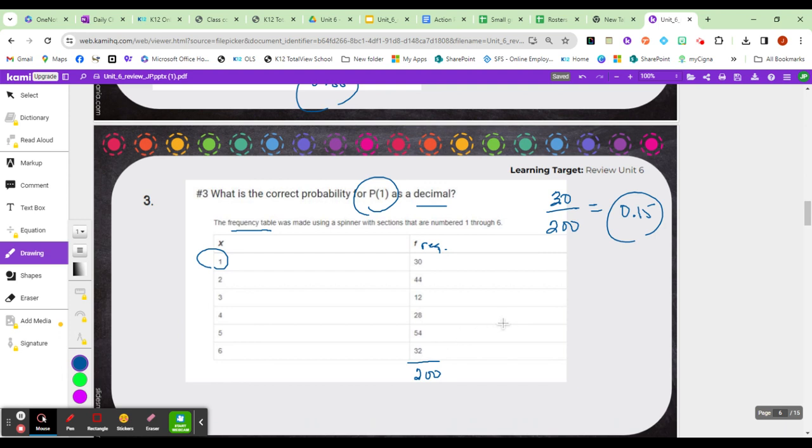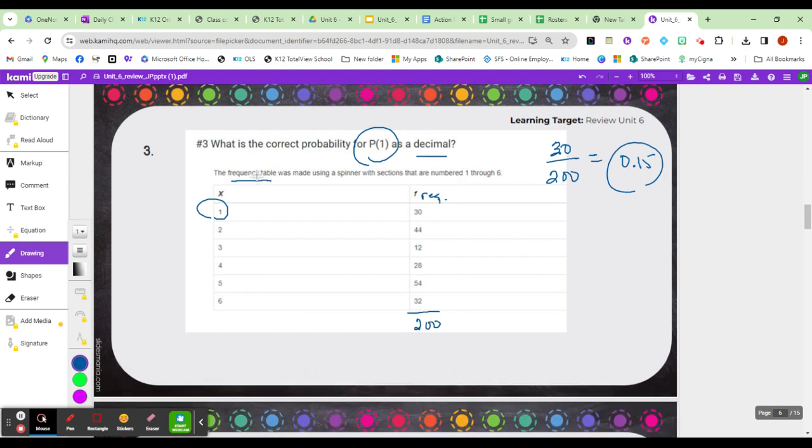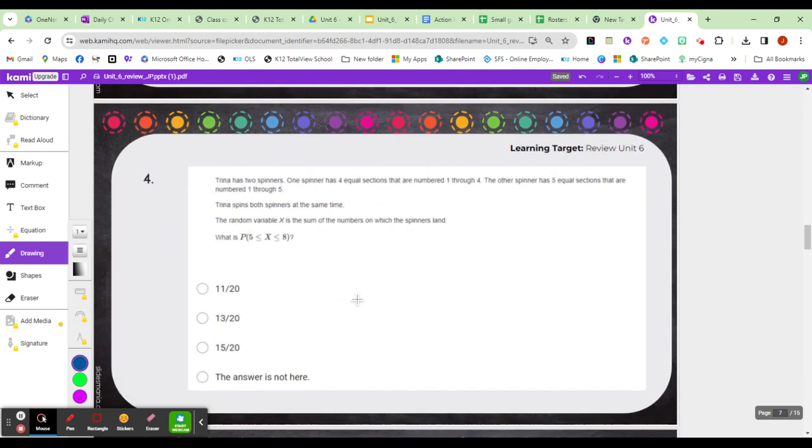So don't let this one trip you up. It is a frequency table. You've got to figure out the total and then go with how many spun a 1 over the total, and then divide top by bottom to get your decimal.